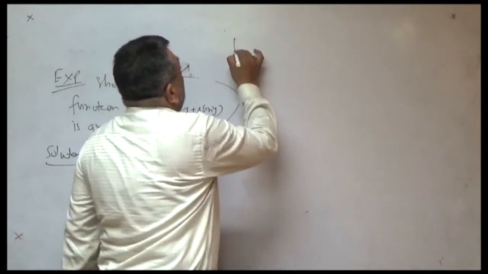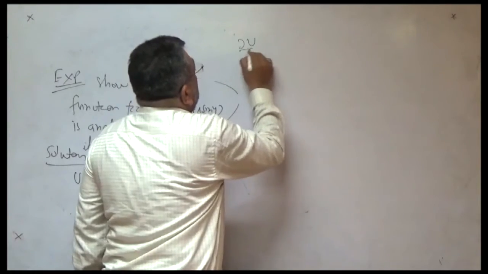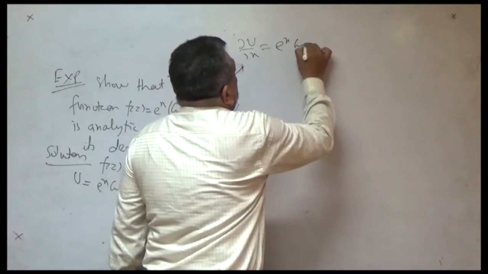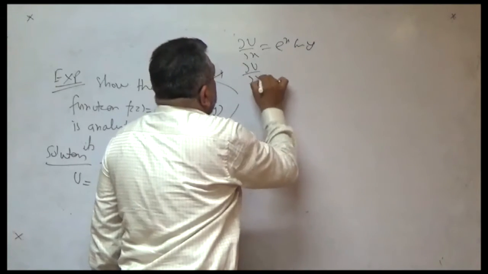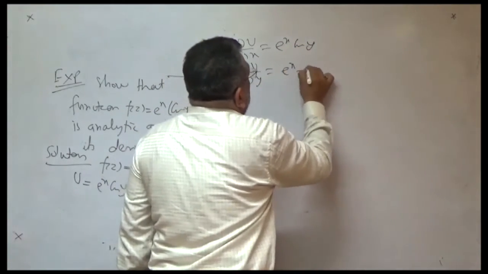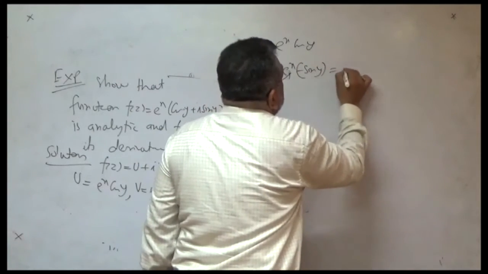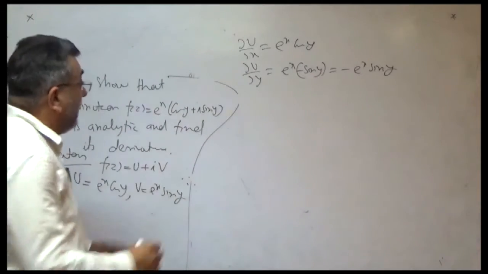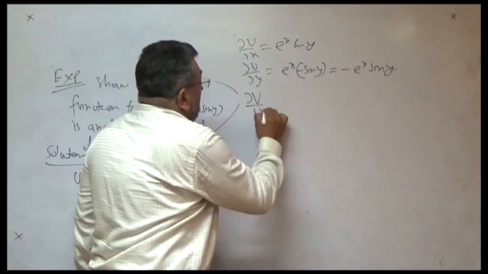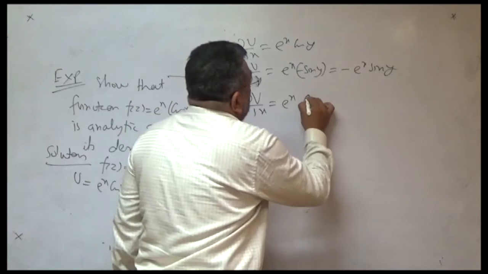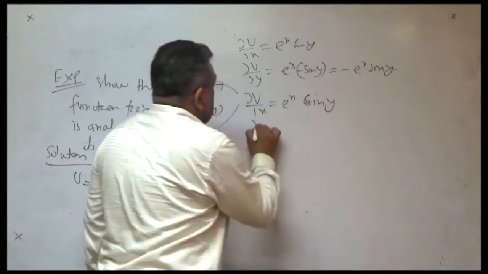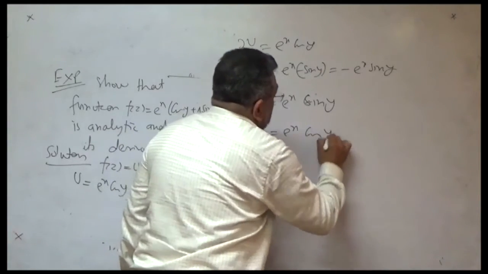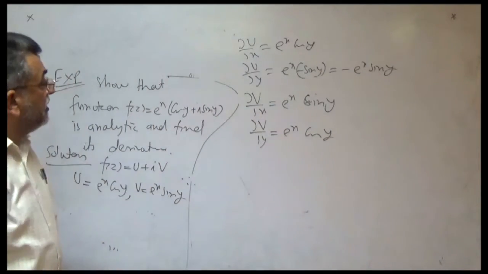Then here, if you calculate partial derivative del u by del x, that is e^x cos y. Partial derivative of u with respect to y, that is e^x, and derivative of cos y is minus sin y, that is minus e^x sin y. Now take partial derivative of v, del v by del x equal to e to power x sin y, del v by del y equal to e^x, and derivative of sin y is cos y. These are the derivatives.